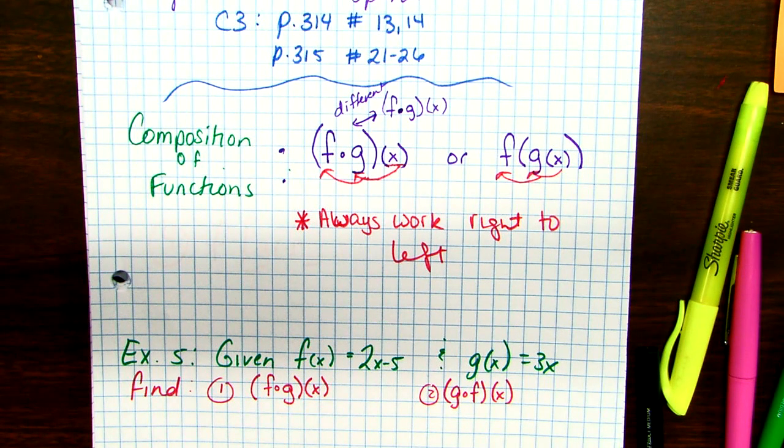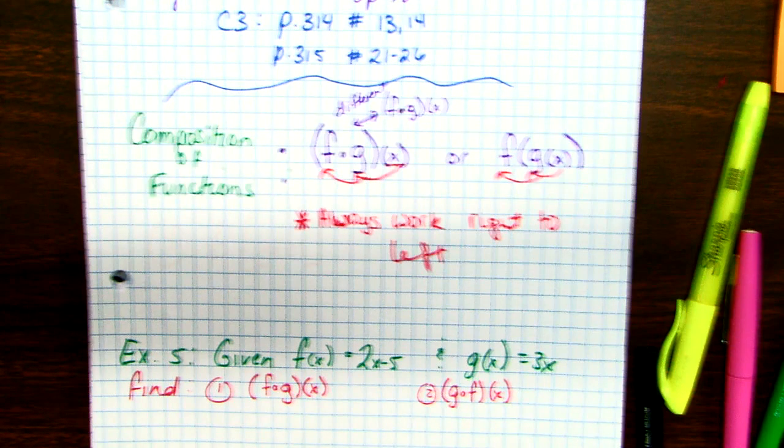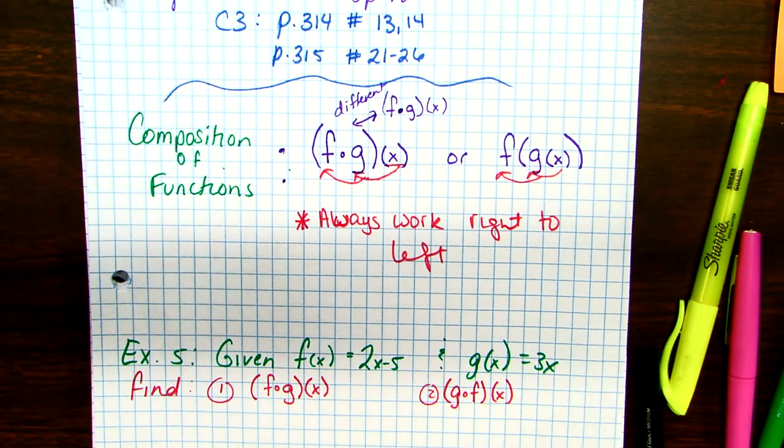So let's see an example. So since the order is right to left, the order matters how it's written. So if you look at example 5, we have two given equations. Those are given to you. And we're going to find f of g of x and g of f of x. And this is all about taking something and plugging it into something else, okay? So this can be a little confusing at first. Once it clicks for you, you'll be like, oh yeah, it's really easy, okay?